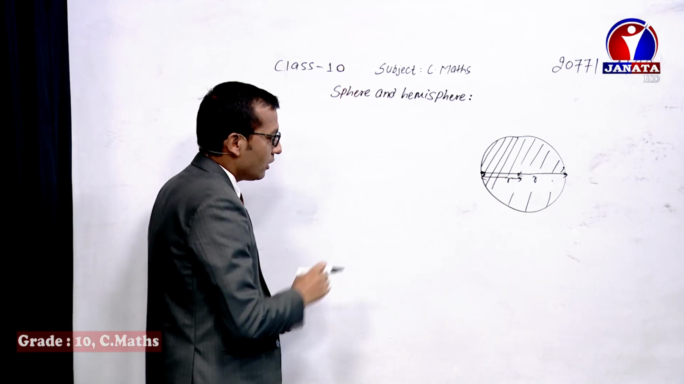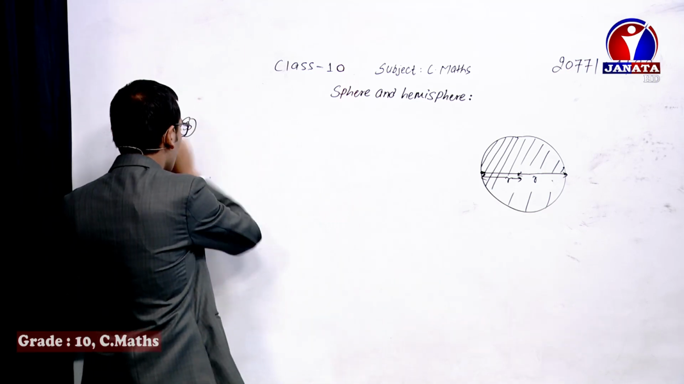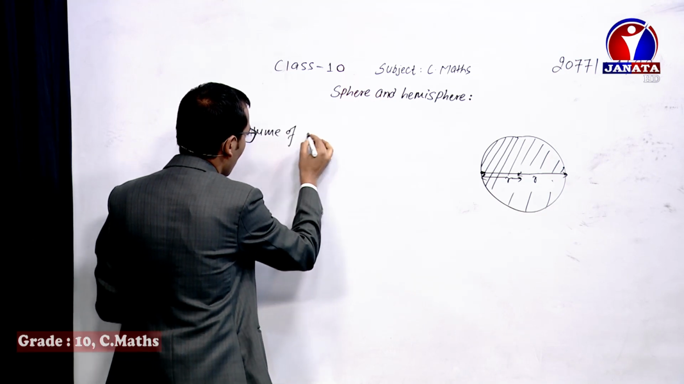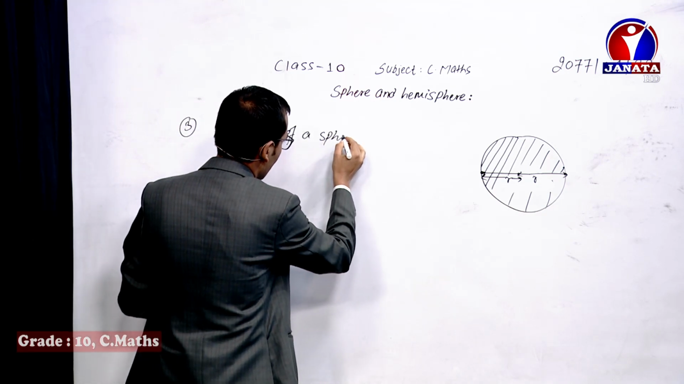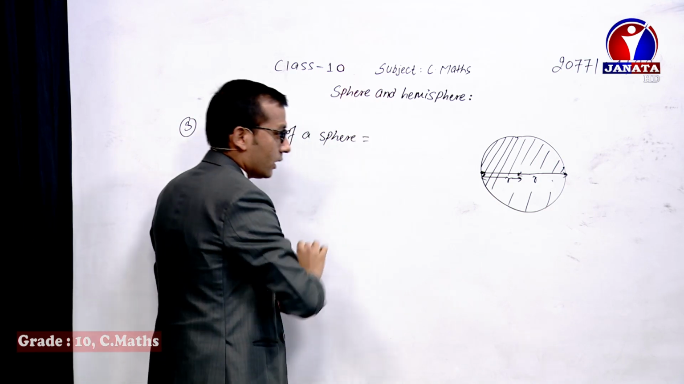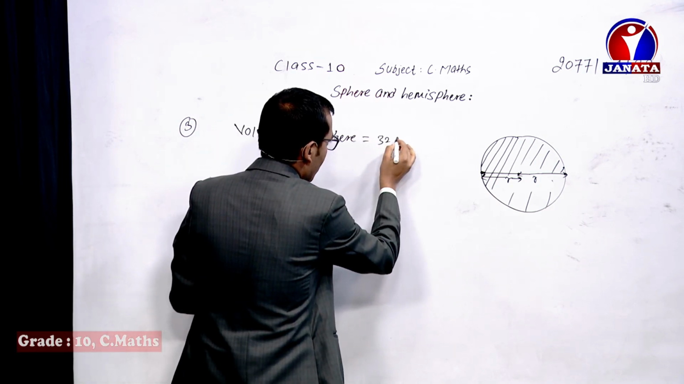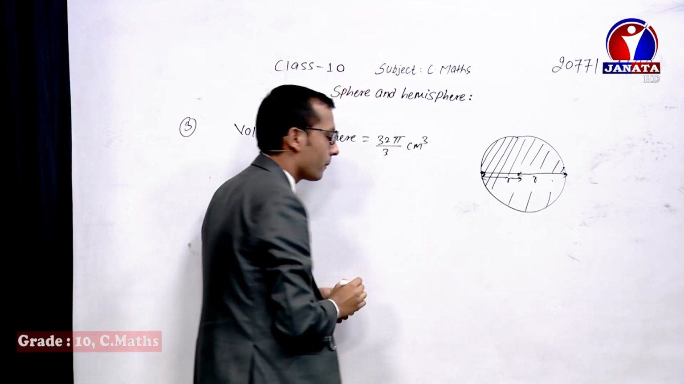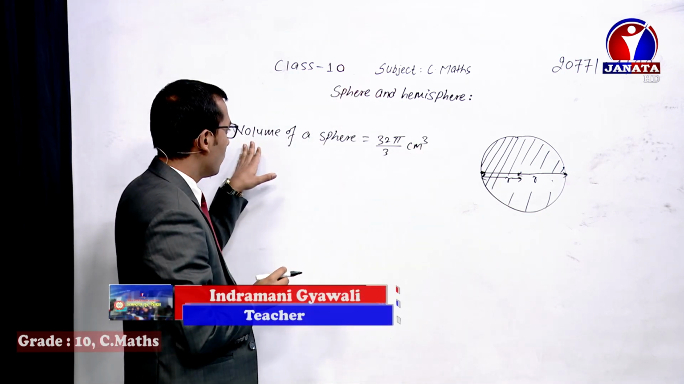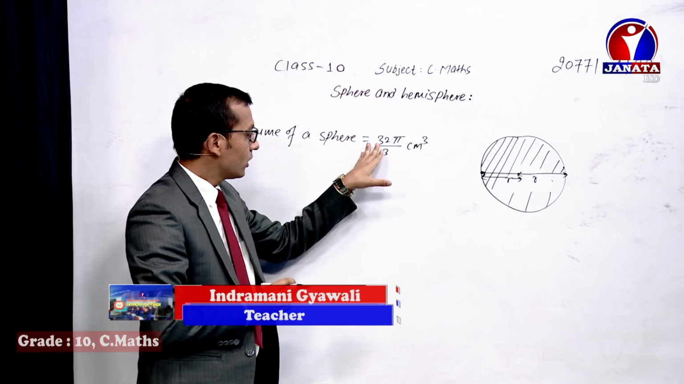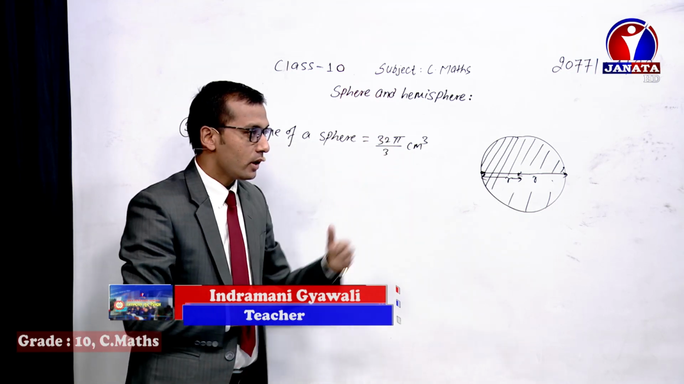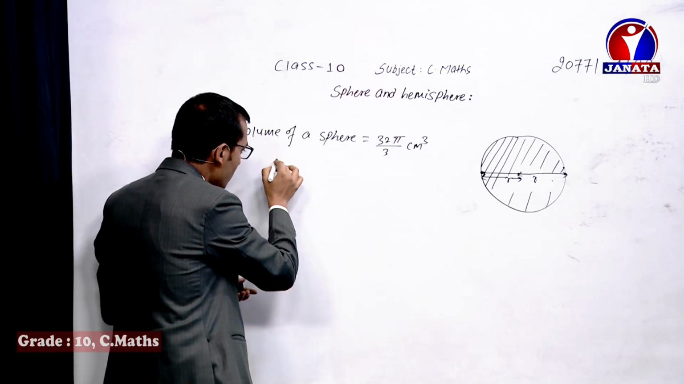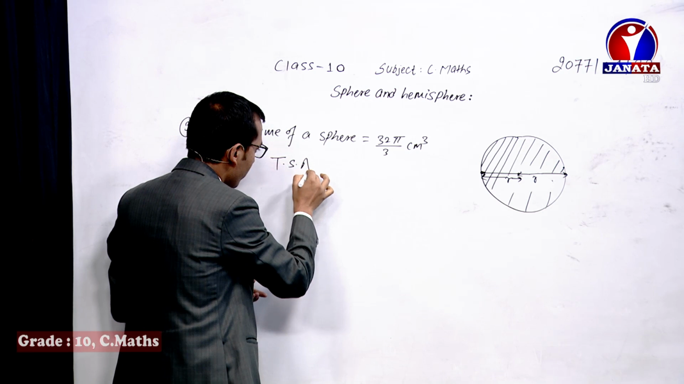Here in the given information, the volume of a sphere is given as 32 pi over 3 cubic centimeter. Volume of a sphere is 32 pi over 3 cubic centimeter. What is its total surface area? What is the surface area? Total surface area of a sphere.